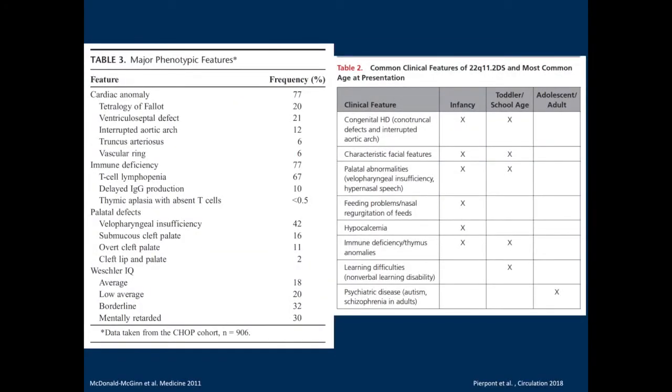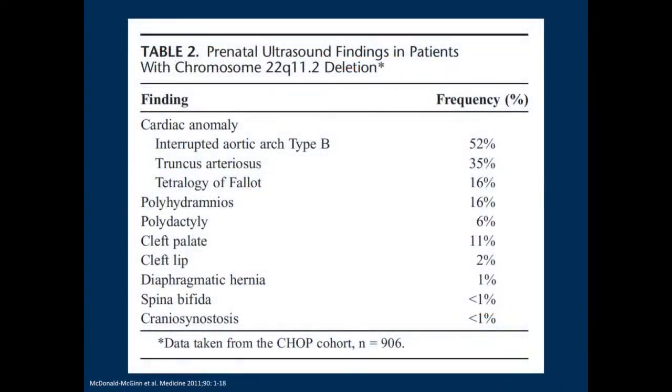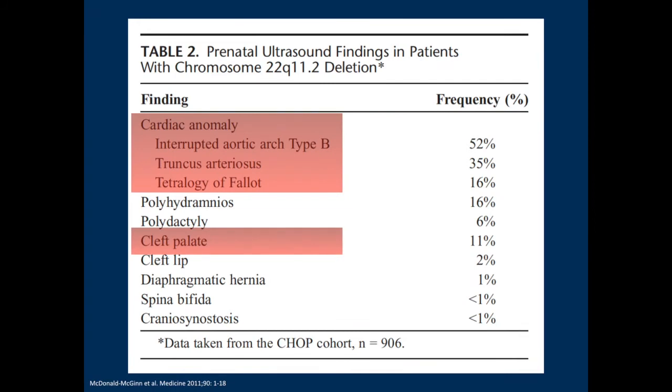Now, phenotypic features are well reported for individuals with 22q as well as onset at development. In fetuses, these become a little bit more difficult because we really don't have the ability to look at things like immune function or velopharyngeal insufficiency. And really, most of the data has focused on things like cardiac anomalies and cleft palate.